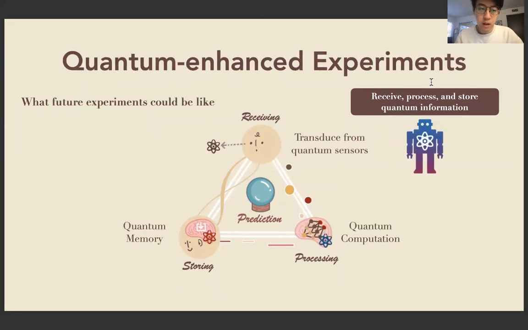However, as quantum technology starts to advance, we could imagine what future experiments could be like. Instead of receiving, processing, and storing classical information, one could imagine having a quantum agent that could receive, process, and store quantum information. The quantum information is obtained by using a quantum sensor, which is then processed with a quantum computer and finally stored in quantum memory.